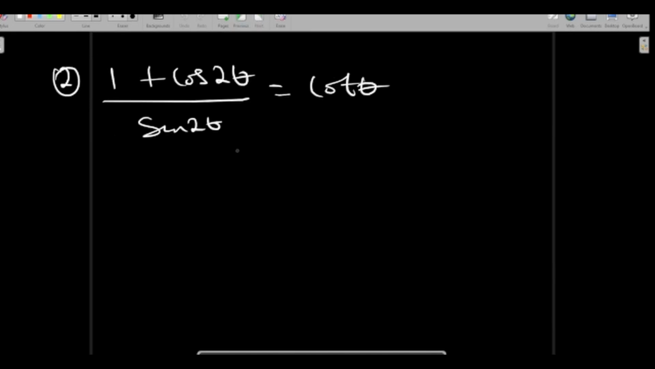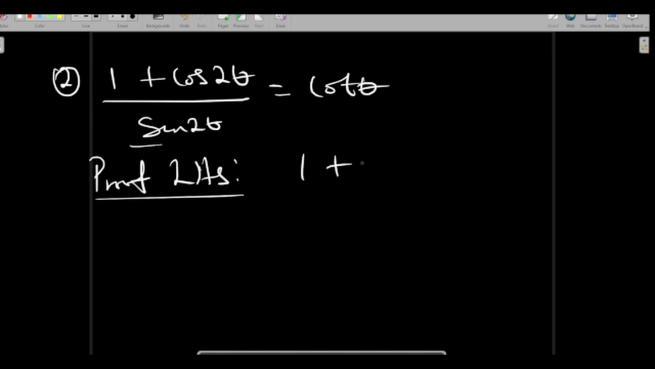Okay, now let's do that. Right here, we need to understand that we should always start from the more complicated part. In this case, the more complicated part is the left-hand side. So I'm going to begin from the left, and I will say proof LHS, or left-hand side. Then I'm going to copy down this. So here we have 1 plus cos 2 theta all over sine 2 theta.